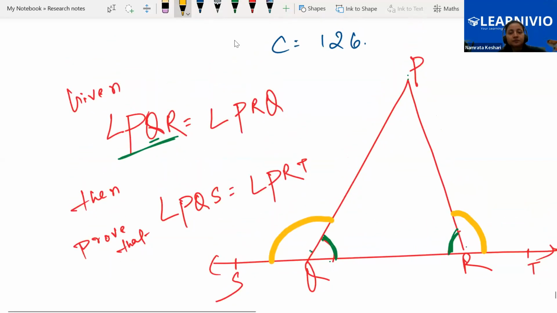Ma'am, angle PQS plus PQR are a linear pair. PQS and PQR are a linear pair. Perfect. We can take angle PQR as X, so angle PRQ would also be X. Exactly.